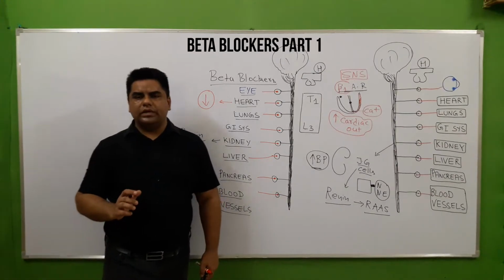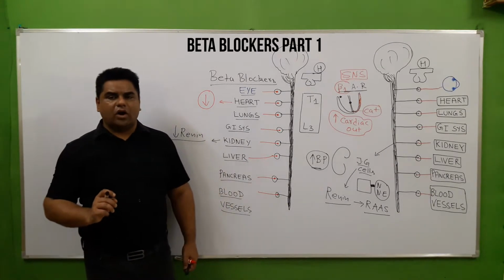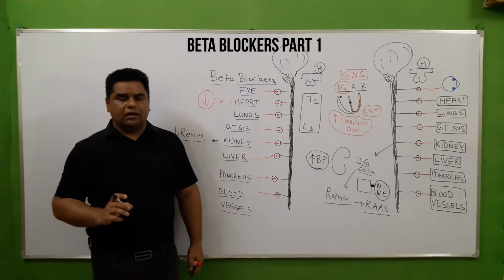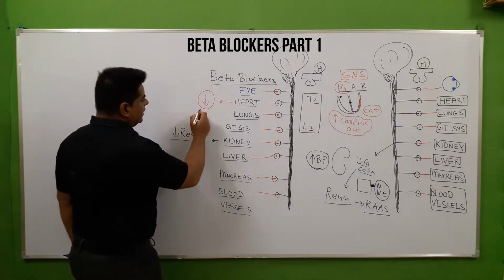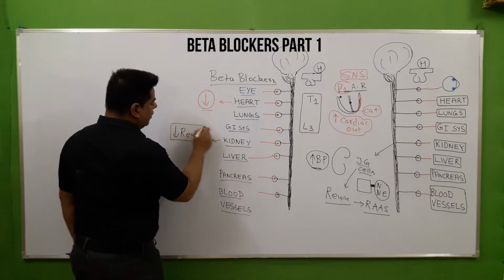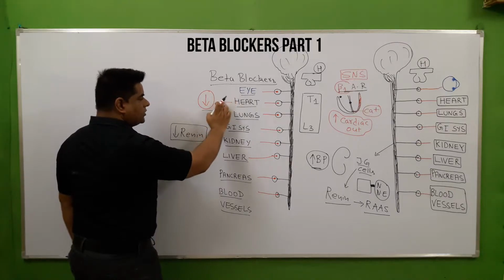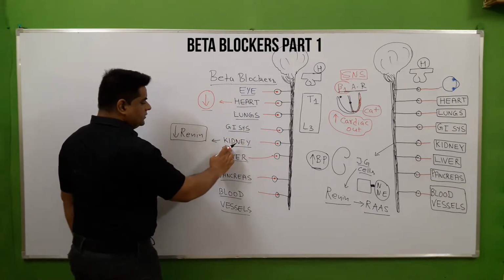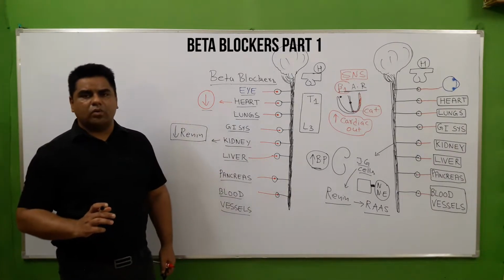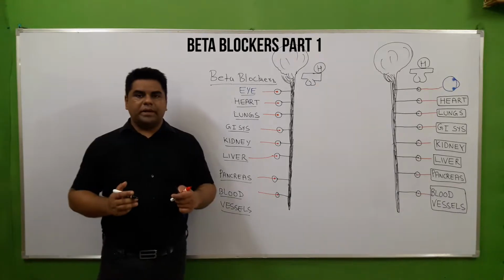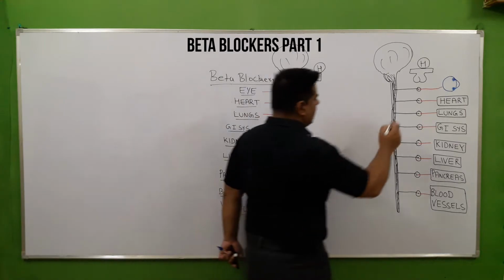So till now we have discussed the activity of the heart and the kidney, including their normal physiology. At the same time, I told you about the mechanism of action of beta blockers, how these drugs are going to inhibit their stimulation or activity. Now we will discuss other organs also. Coming to other organs, first of all, we will discuss the eyes.